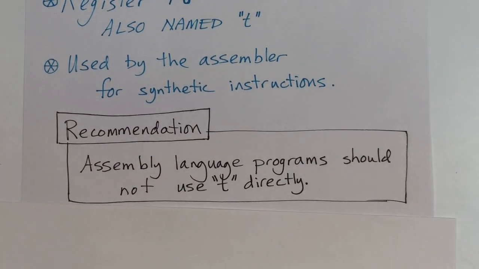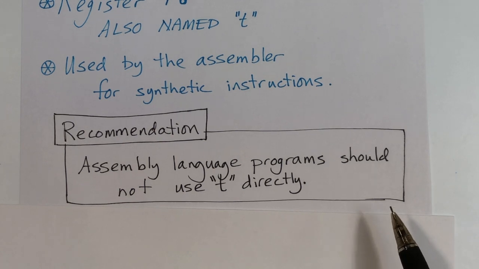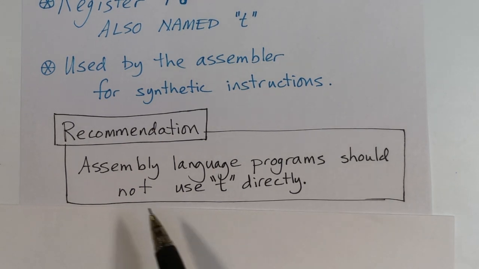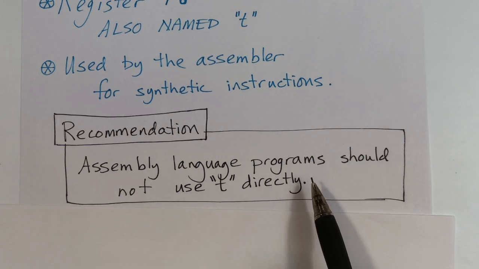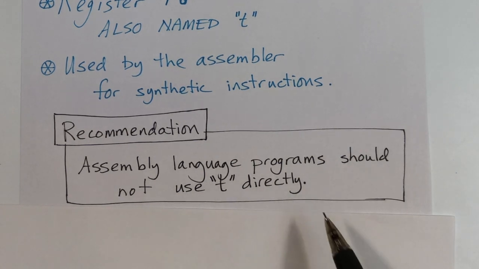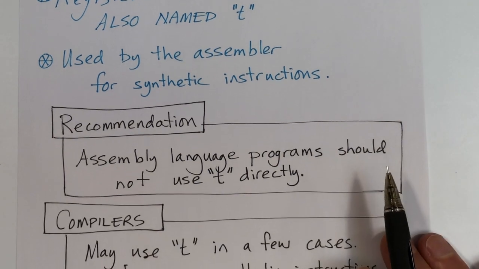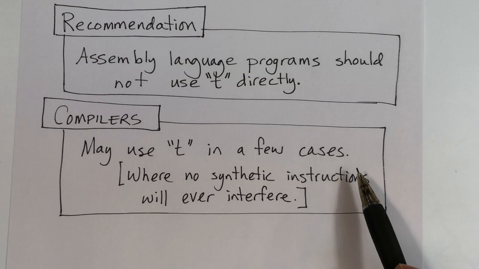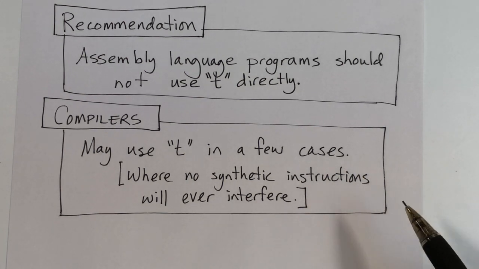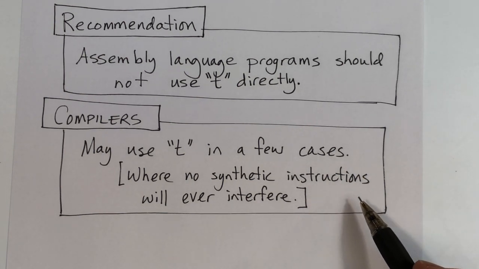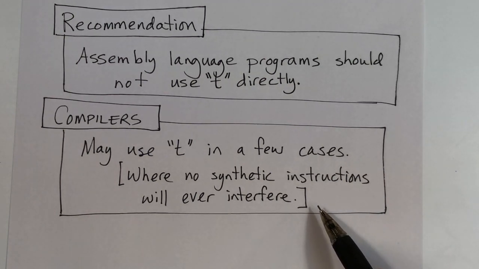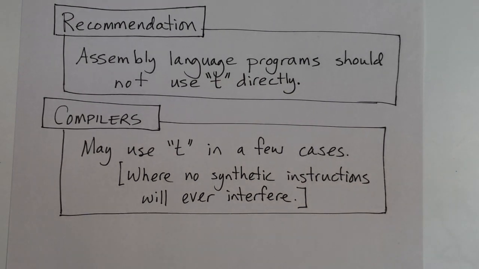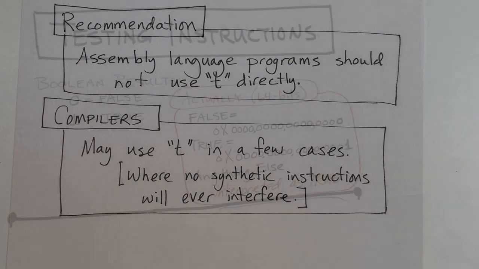Because the assembler may be using the T register from time to time without it being mentioned explicitly in the program, assembly language programmers are probably recommended to avoid using this register directly. A compiler may use the T register in a few cases, but only when the compiler can be absolutely sure that no synthetic instructions would interfere with this register, and it can be sure that the assembler will not implicitly be using the T register in ways that would conflict with how the compiler uses it.